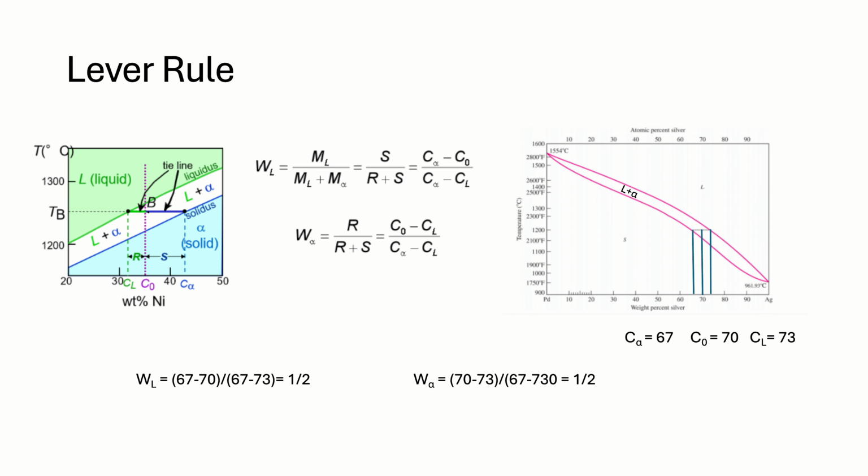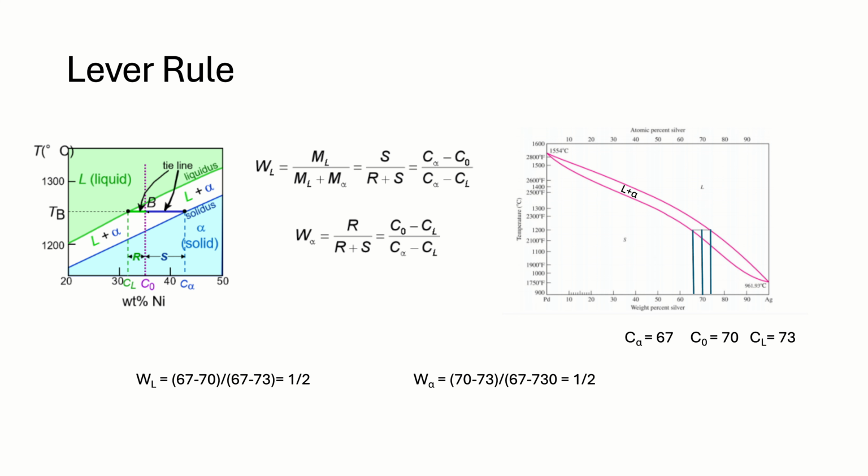The first one is WL, which is equal to C alpha minus C0 divided by C alpha minus CL. And all of these can be found in the table, or in the graph here on the left. So C0 is the middle, and CL is the left side, and C alpha is the right side. And the second equation that's used is W alpha is equal to C0 minus CL divided by C alpha minus CL.